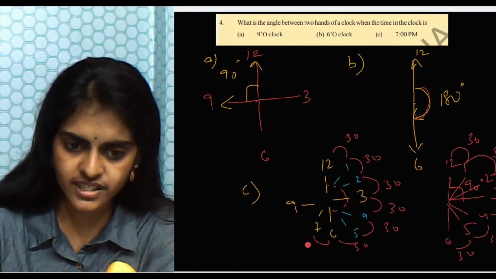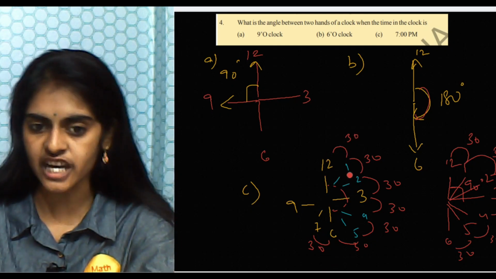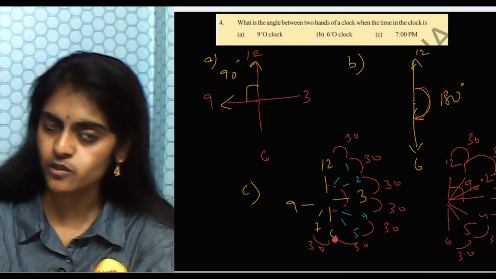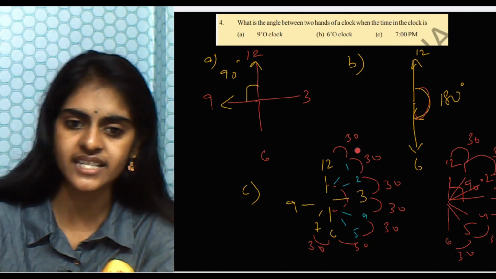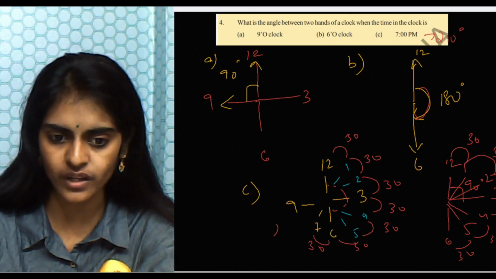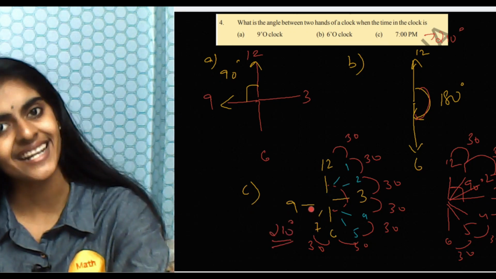Now what about 6 to 7? Again it will be 30 degrees. So for every 5 minutes there is a change of 30 degrees. Counting all this, till here it is 180. Again this is 30 degrees extra. So 180 plus 30 is 210. So the answer is 210 degrees. From 12 to 7 you will have 210 degrees.